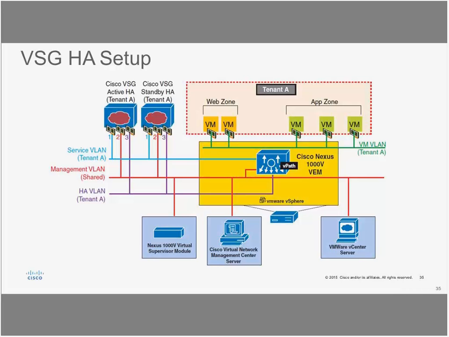The first one is the service VLAN, which is the VLAN that vPath uses to transfer the traffic back and forth from the VM to the VSG. We have a management adapter, which is for management purposes, and then there is a separate VLAN just for high availability between the two VSGs.